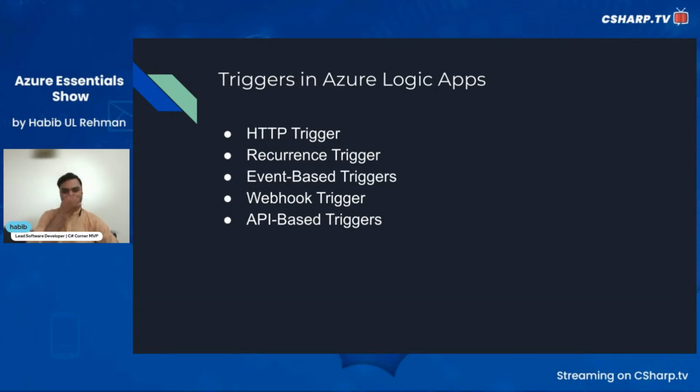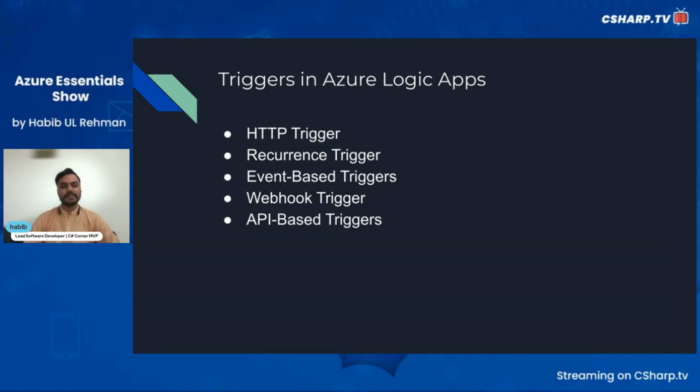First of all, we have the HTTP trigger. Basically, HTTP triggers execute the workflow when an HTTP request is received. We also have recurrence triggers. Basically, recurrence triggers schedule the workflow to run at specific intervals, which may be every hour, day, or month.